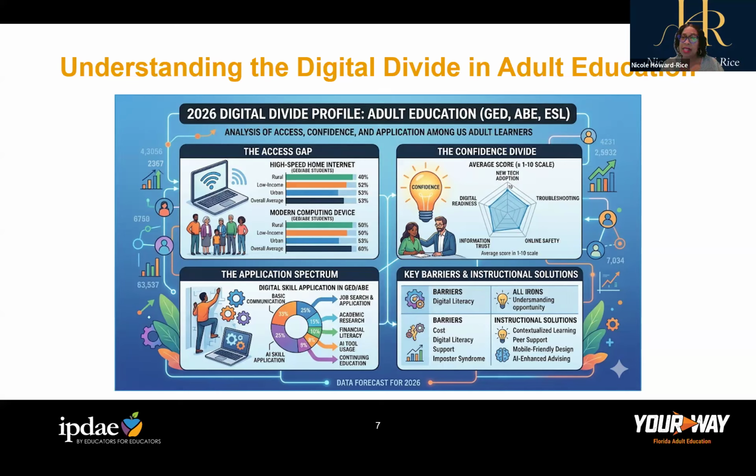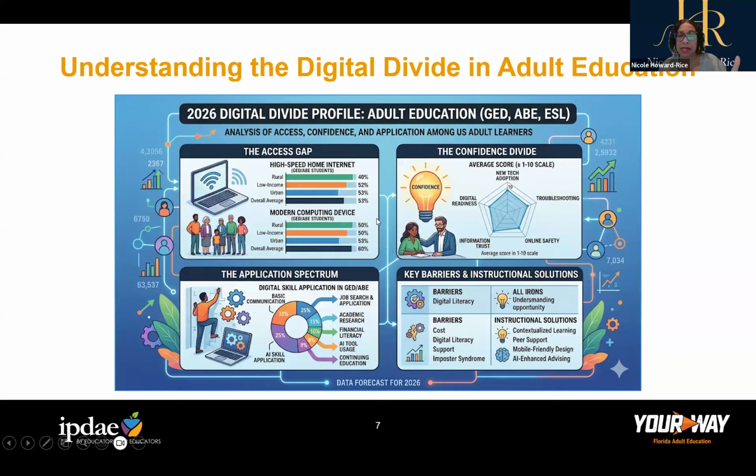Financial literacy, that's also a major question. The AI tool usage: how many of you as educators are actually driving those AI tools and the usage of those within your classrooms each and every day? That's where the real divide is. So I want us to shift some of our thinking from, do they have access, into what's the confidence level around that, and how can we support them forward through that to begin to close that divide?